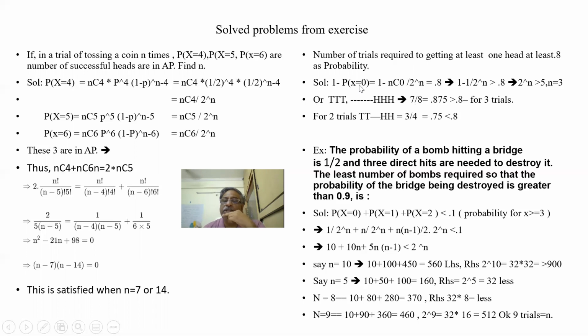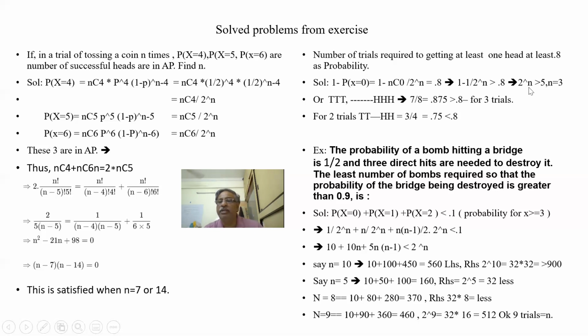So I am considering 0 heads in n trials. The probability of at least one head is 1 minus the probability that no heads come out of the trials. So 1 minus nC0 by 2 to the power of n. Here we have seen for 0, nC0, 1 by 2 to the power of 0 into 1 by 2 to the power of n minus 0, so 2 to the power of n. This probability I want to be 0.8.